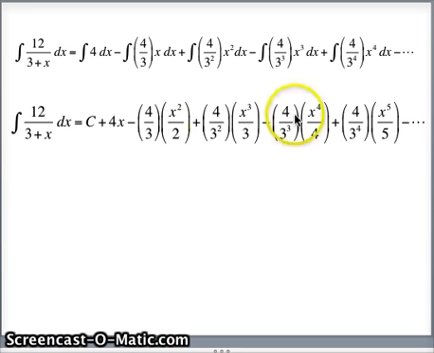Every term has a 4 in it, but then the 3, you'll notice, does not have the same exponent as the x. 3 has an exponent of 2, x has an exponent of 3. Here, 3 has an exponent of 3, x has an exponent of 4. So it appears as if the exponent of 3 is 1 less than the exponent of x. Also, you will notice that we have a sign change. Positive, negative, positive, negative, positive, negative. How do we make sense of that?